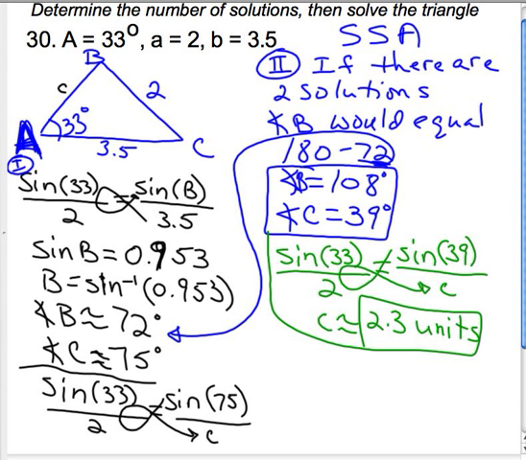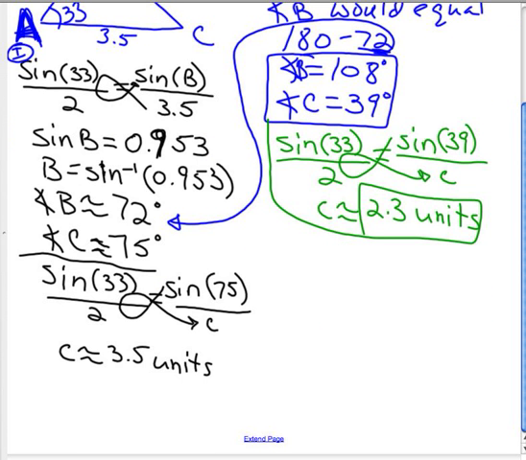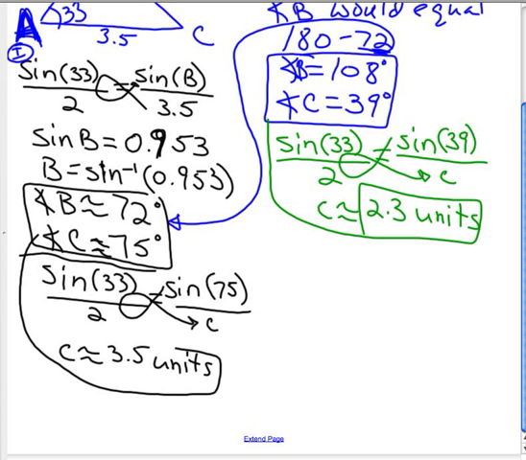So I have two different sets of answers. I have the one in blue and green. That's one possible triangle. And I have the one in black. The one in black, I have my two angles and I have my missing side. That's called the ambiguous case, when you could have two different triangles based on the information that you're given.